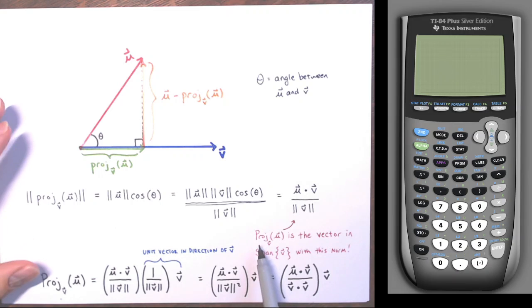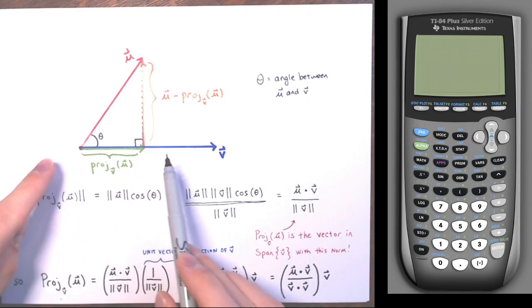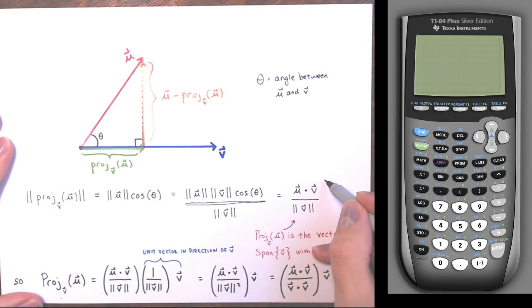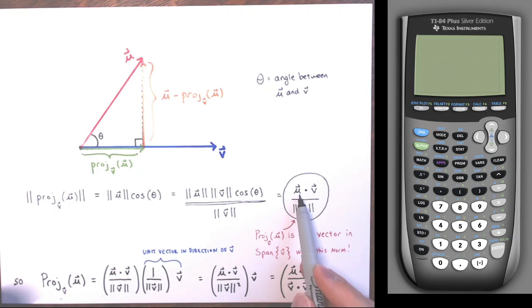All right, so the orthogonal projection of u onto v is a vector in the span of v. Remember, the span of v is just the line containing v. The projection of u onto v is the vector in the span of v with this norm, as I've shown here. The norm of the projection vector is u dot v over the norm of v. So here's a little formula to give me this projection vector. What are the components? How do I find this?